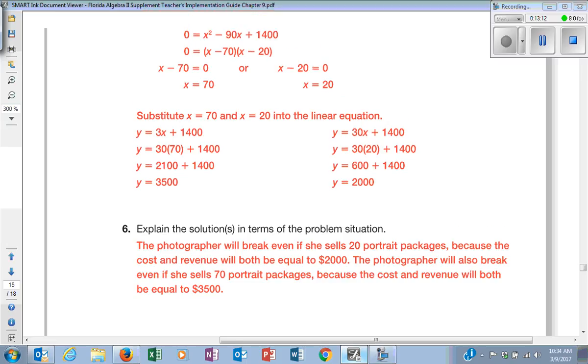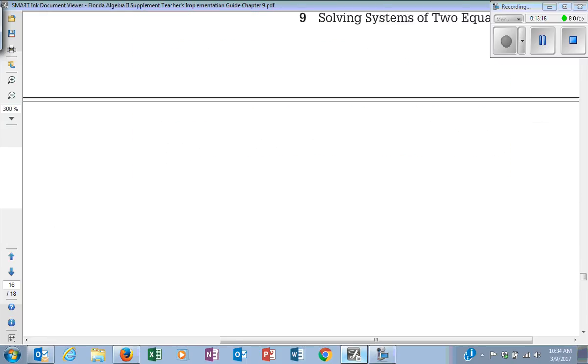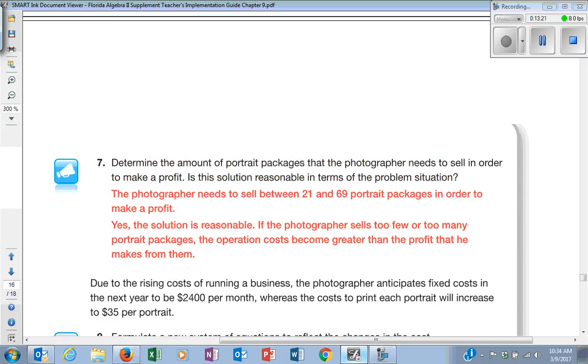A little star by it. You should write this stuff down. And so this is all. I believe that's it. All right, that's good enough.